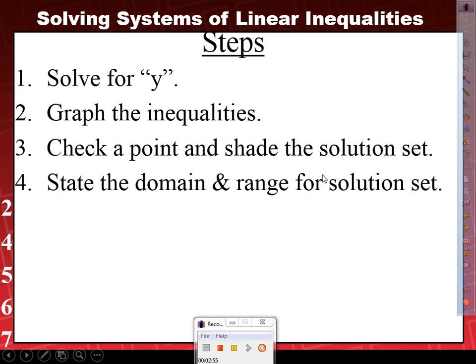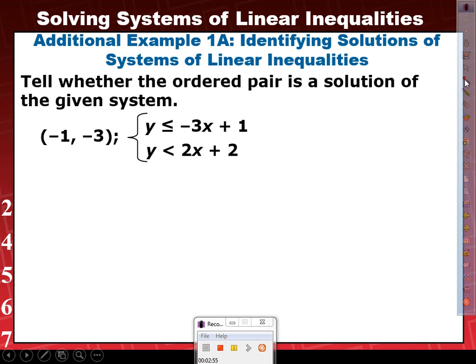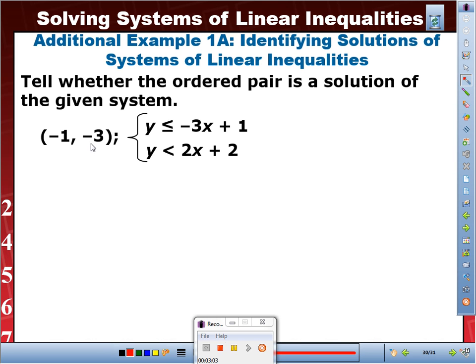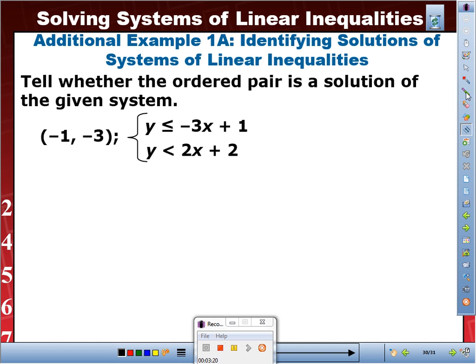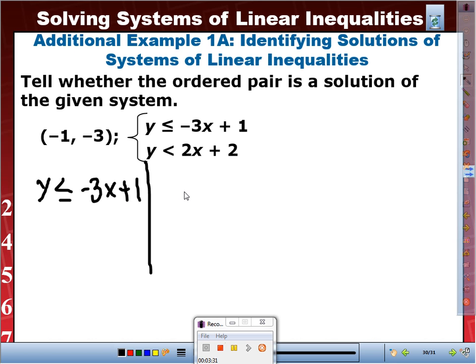Example 1, copy this, please. In the back of your Cornell notes, it says, tell whether the ordered pair is a solution of the given system. And they give us negative 1, negative 3, and the system is y less than or equal to negative 3x plus 1, y less than 2x plus 2. Copy that, please. So, remember yesterday when we checked the point for one inequality? Well, how many inequalities do we have now? 2. That means we need to check both. So therefore, draw a line down right here. Let's write one inequality on the left, y less than or equal to negative 3x plus 1. And the other one is y less than 2x plus 2.